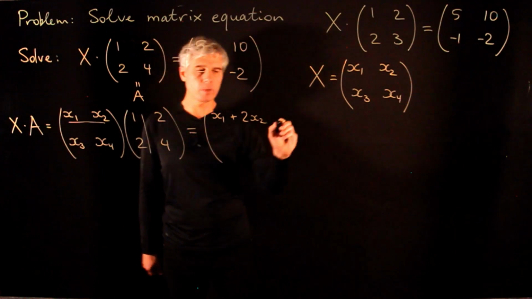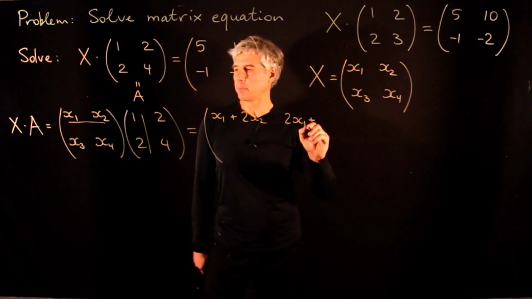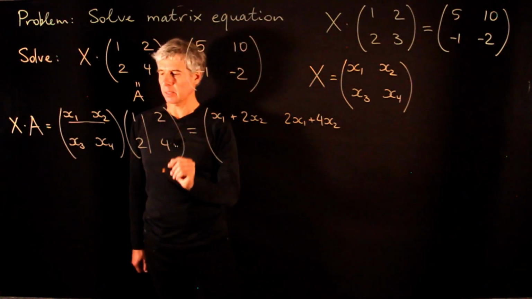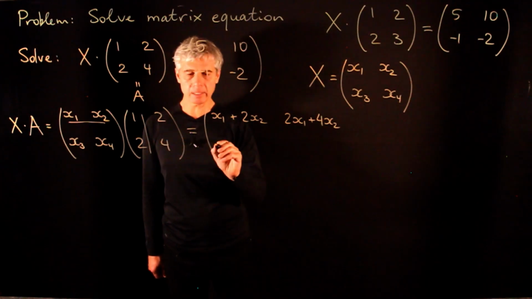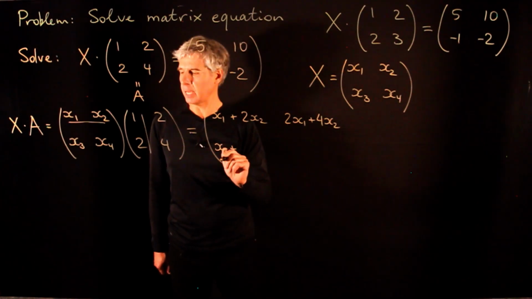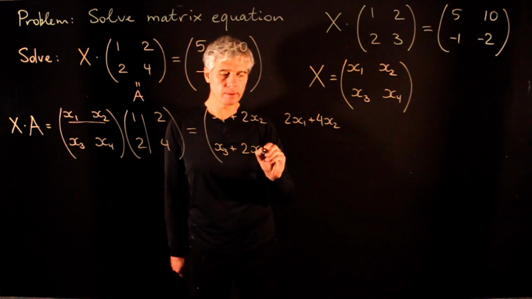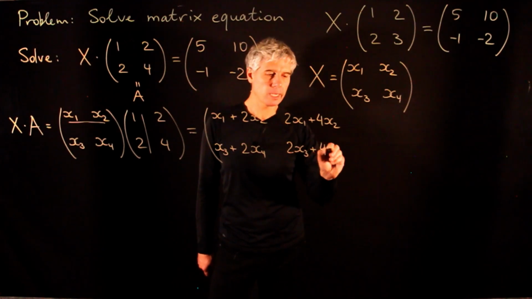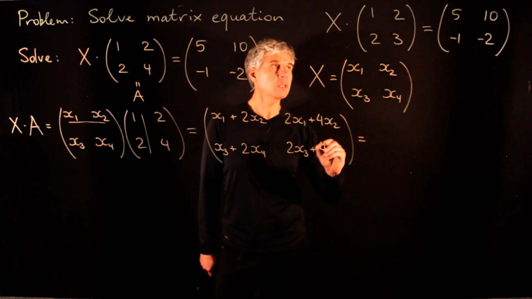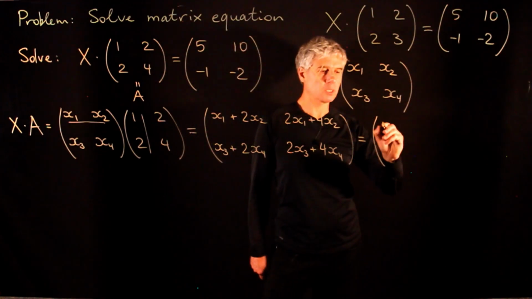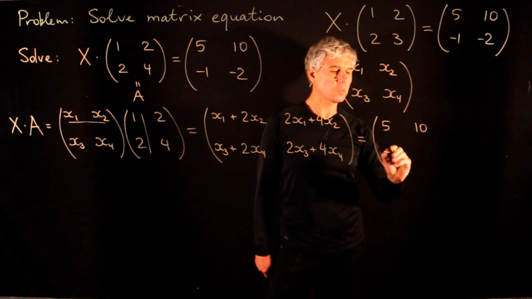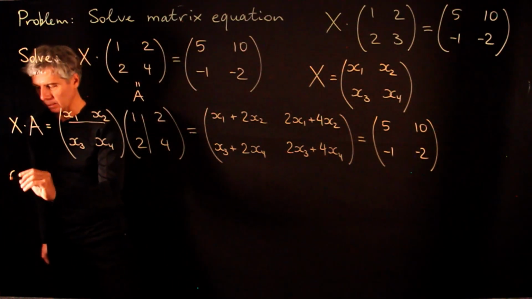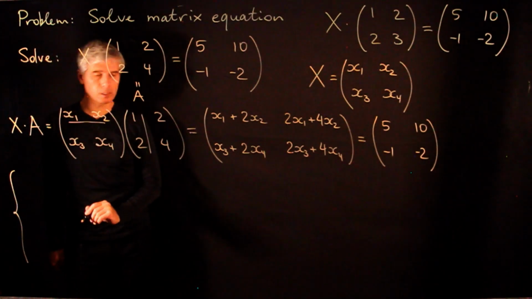Then with the second column, we have 2x1 plus 4x2. Then in the second row, we get x3 plus 2x4, and 2x3 plus 4x4. And this must be equal to B, which is the matrix 5, 10, minus 1, minus 2. So this gives us a system of 4 linear equations.